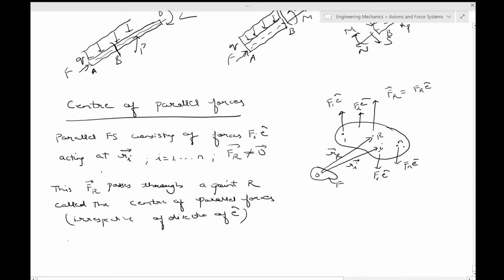So let's find out its magnitude. We already know that Fr is the resultant, so it will have Fi summed over all i's and E, since all the F1, F2, F3, Fn's are in the E direction. Similarly, the moment about O will be summed over i again, Ri cross Fi, or Fi we can write as Fi E hat. This can be written as Rr cross Fr.